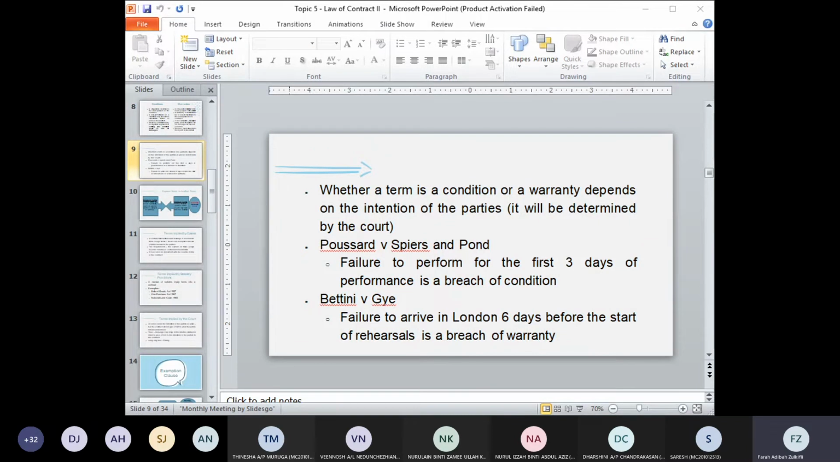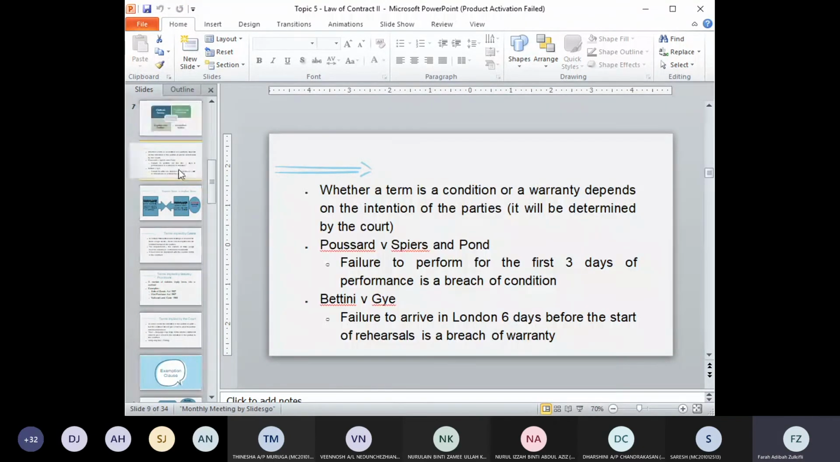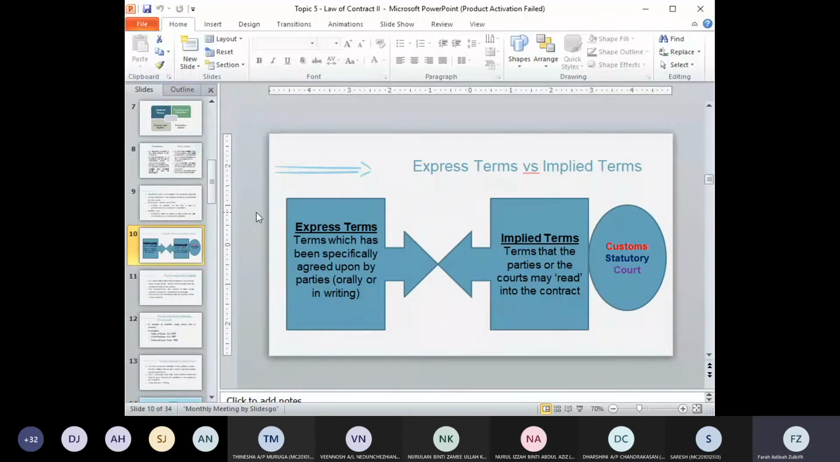Okay, so that is the main difference between these two cases. So from these two cases, you can see that in certain circumstances, the court will say that the term is a condition. But in certain circumstances, the court will say that the term is not a condition, but is only a warranty. So warranty is a lesser important term, but condition is a more important term. Okay, so do you have any questions regarding conditions and warranties before we move on to the next type of terms?